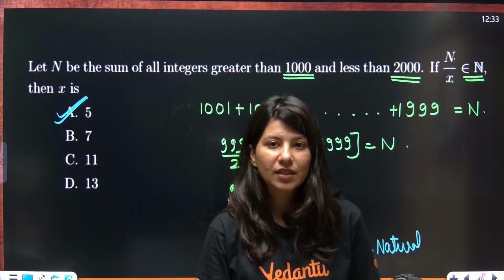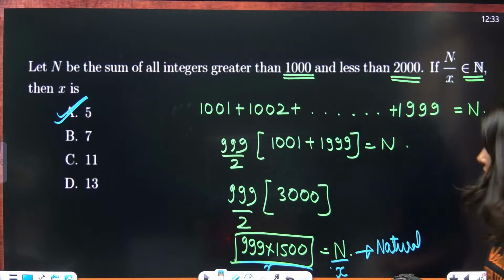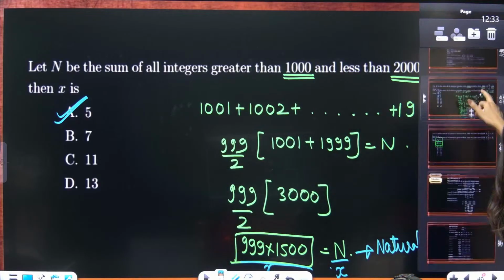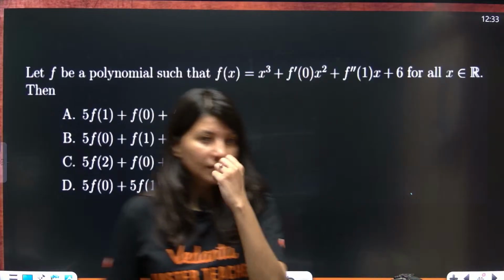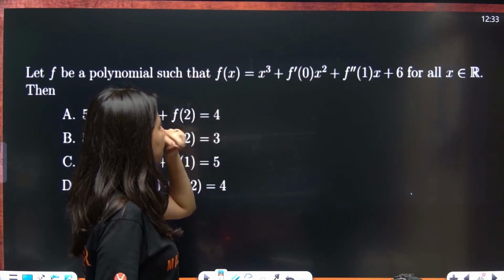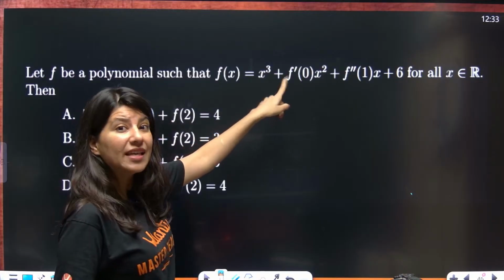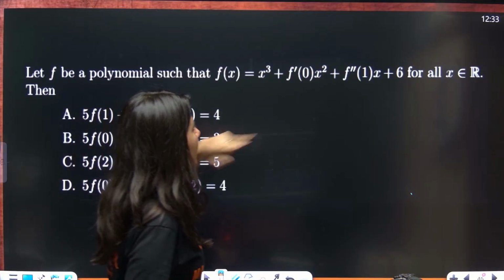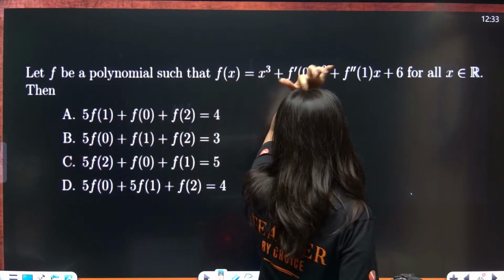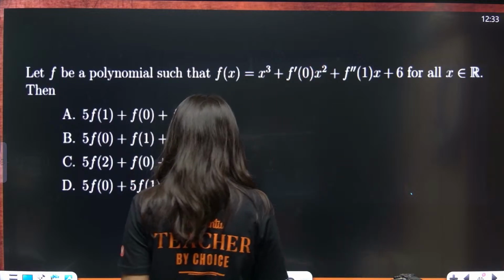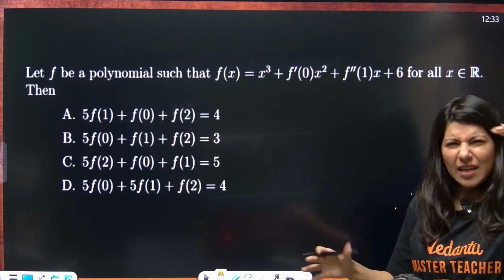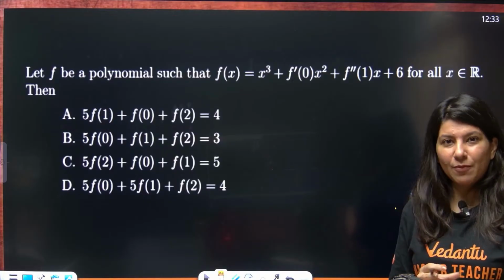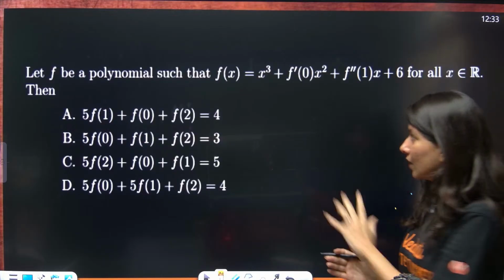Getting this question? All right, next question. Are we next question ready? Okay, next question. So now this question, fx is equal to x cube plus f dash 0, x square plus f double dash 1 x plus 6. These types of questions are quite doable. Same pattern, we have done this type of question in JEE Main also.